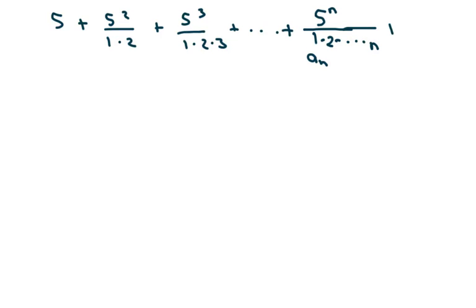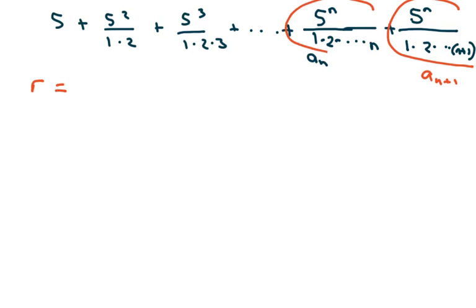And then your next term is going to be 5 to the little n over 1 times 2 times dot dot dot, and this is going to be n plus 1. And then we're going to take our ratio test, and this is your next term, so it's just going to be this divided by this one.